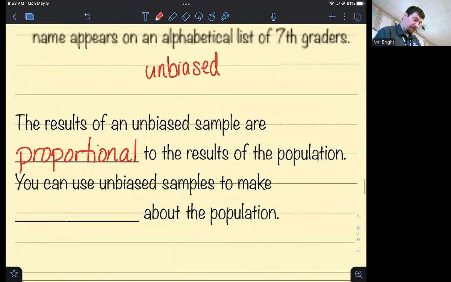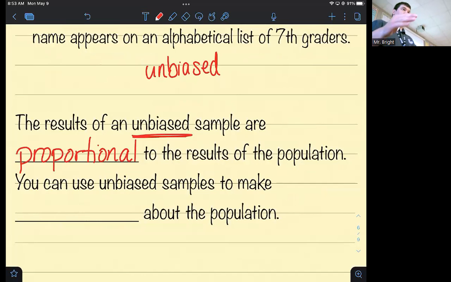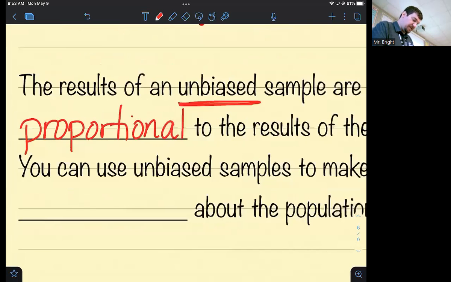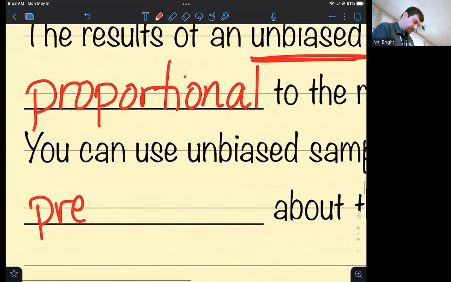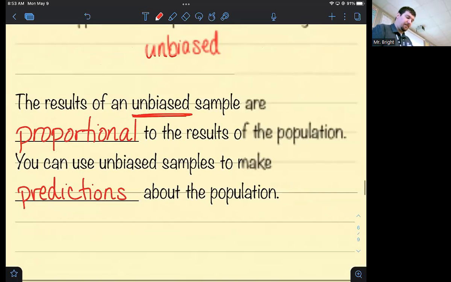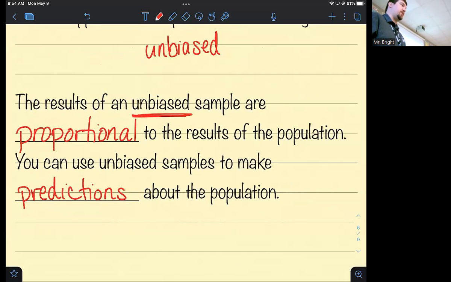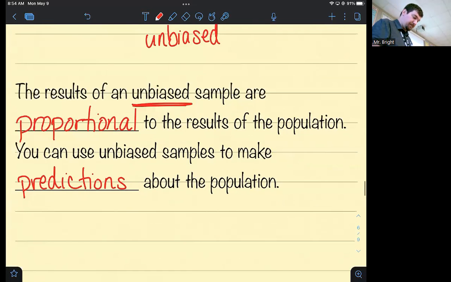If it's unbiased, remember that's good. Unbiased means random, large enough. The results of an unbiased sample are proportional to the results of the entire population. You can use unbiased samples to make predictions about the population. Have we been using proportions to make predictions at all this chapter? Absolutely, we have been. We can do that again right now. In fact, that's what we're going to do when you guys come in during success time with your data. We can start making predictions.